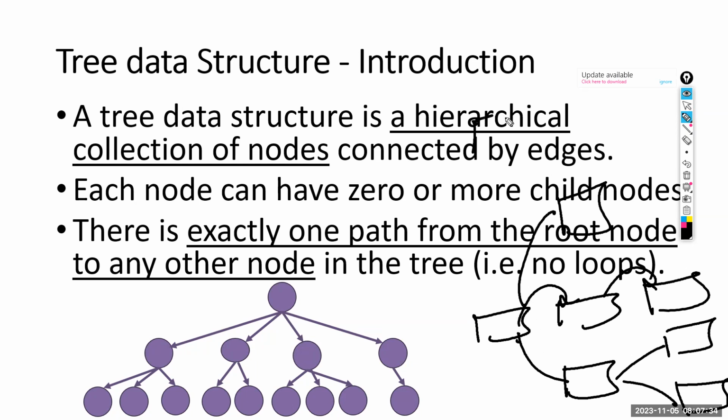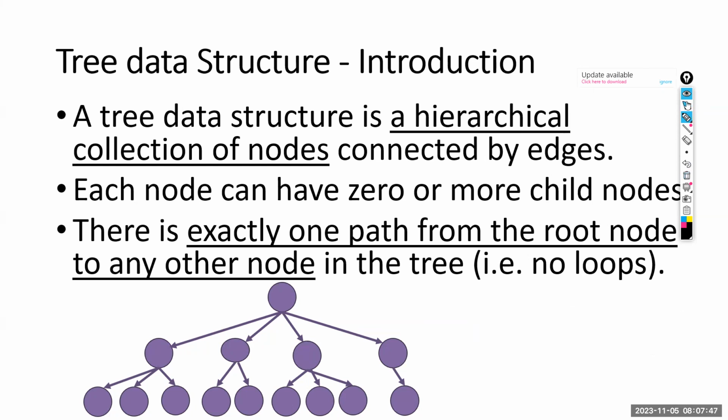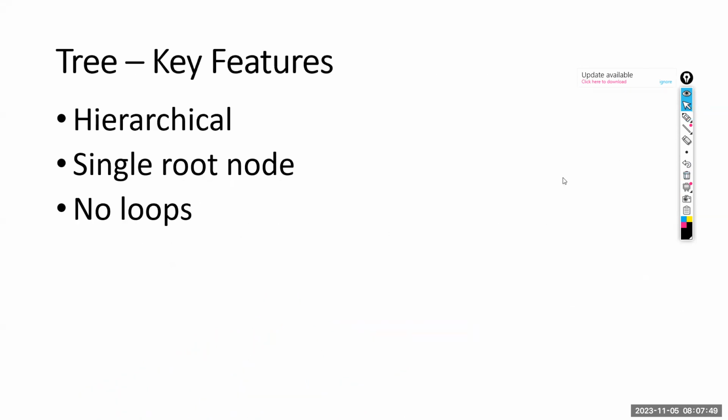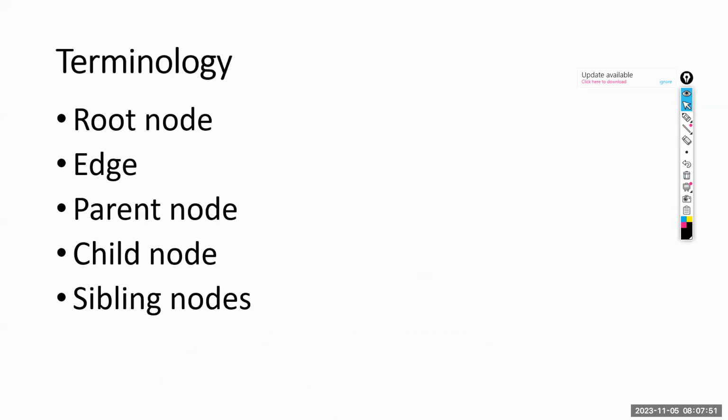You can't have something like this. Then, as a whole, it is not a tree. And also there can't be a loop like this. So these are the key concepts we want to understand.